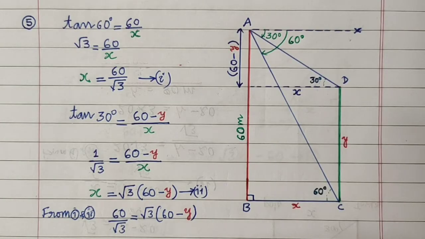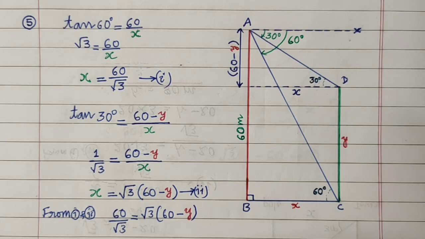In the figure given, from the top of the building AB, which is 60 meters high, the angles of depression of the top and bottom of the vertical lamp post CD are observed to be 30 degrees and 60 degrees respectively. Find the horizontal distance between AB and CD, and the height of the lamp post.